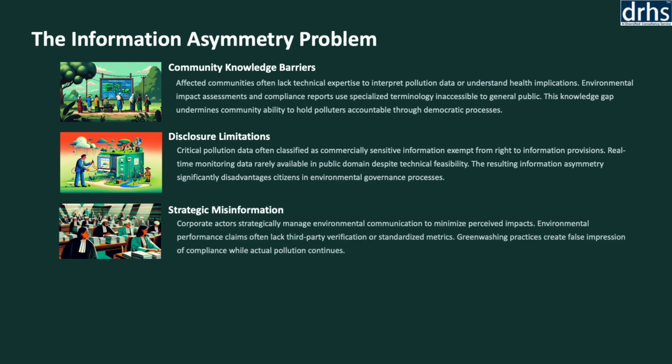Strategic misinformation is used by some industries to mislead regulators and the public. Corporations may commission biased impact studies, manipulate baseline data, or suppress negative findings. Without independent verification systems or real-time environmental monitoring, regulators often accept such reports at face value.